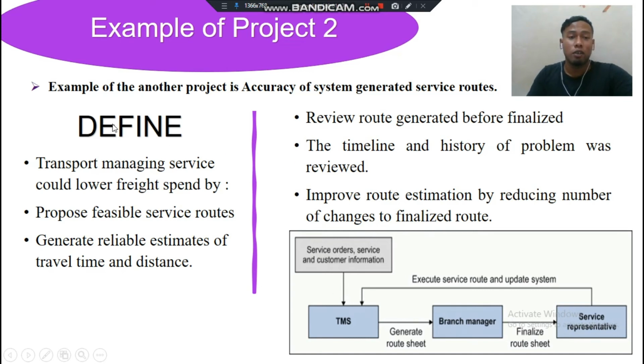Okay, phase 1 is the define phase. Review routes generated before finalizing. The timeline and history of the problem were reviewed. Improve route estimation by reducing the number of changes to finalize the route.